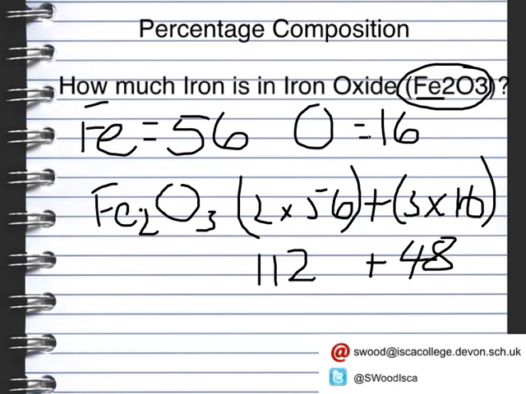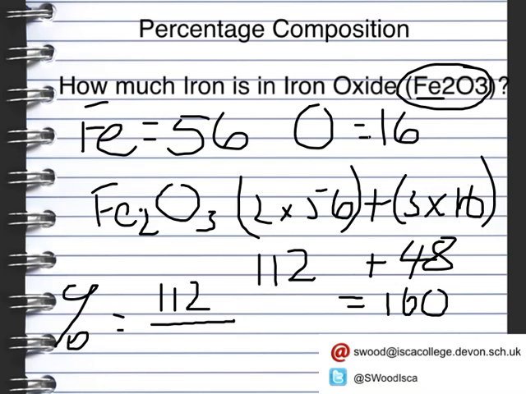To work out our percentage composition, the mass of the element is 112. The mass of the compound here is 160, which means that it is 70%.